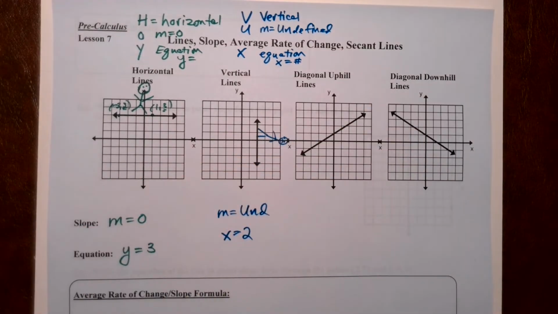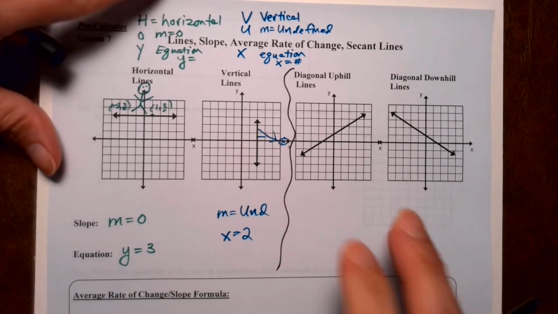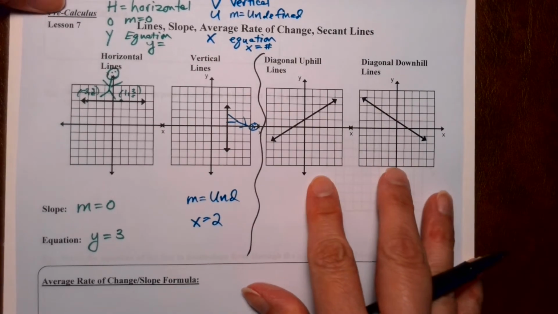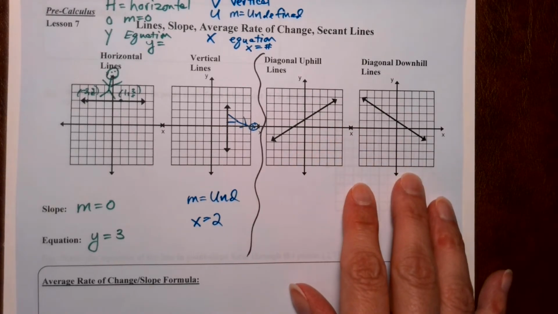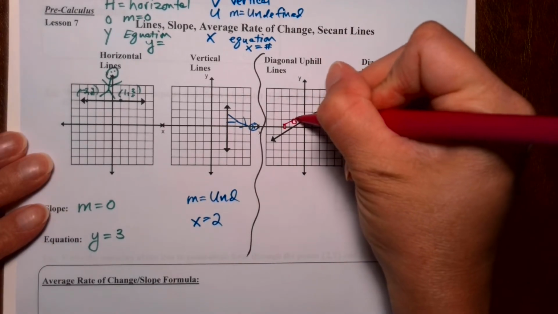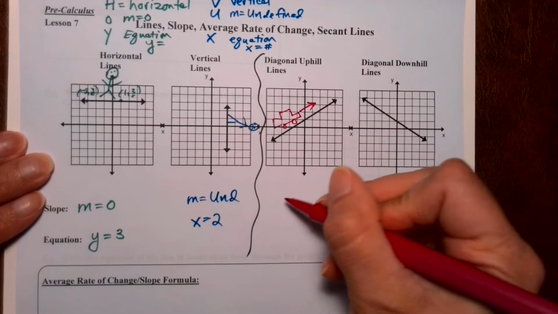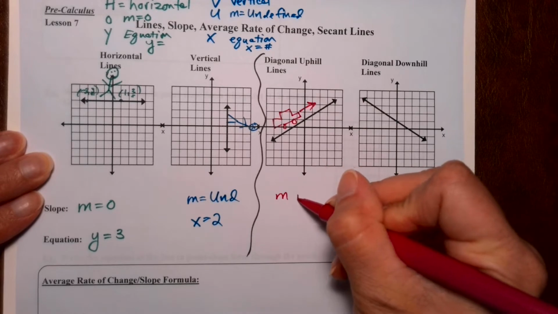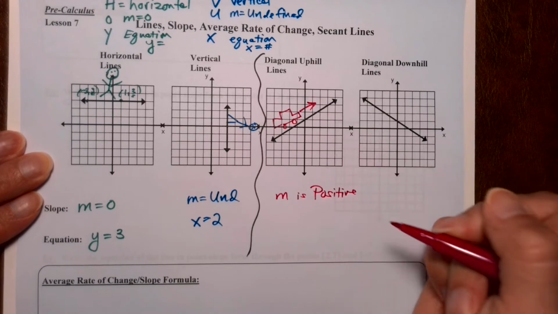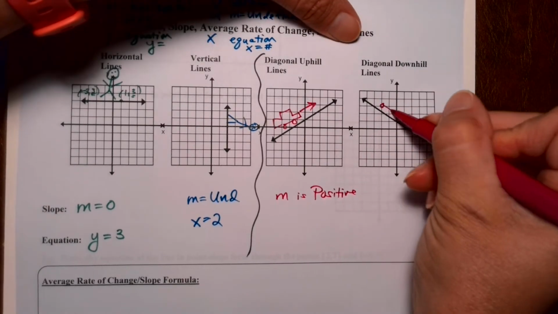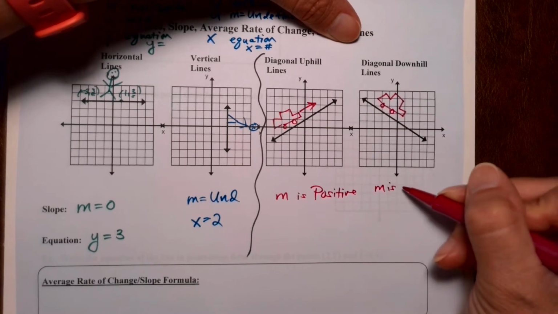Things get a lot more interesting when you get on this side of the chart. Everything over here is probably what you remember doing a lot more of, these uphill and downhill lines. Think about a car. From left to right, when it drives, this car is definitely going uphill. The slope is positive. A car going downhill, the slope is negative.